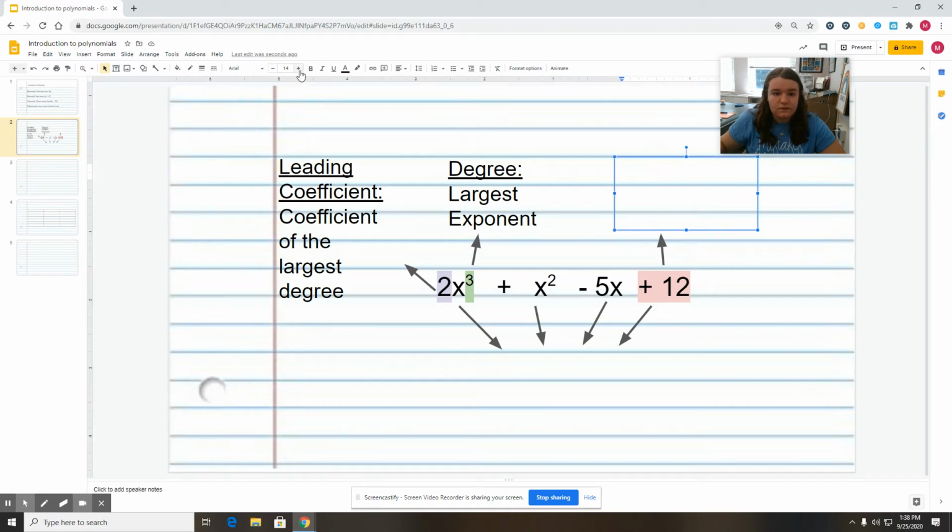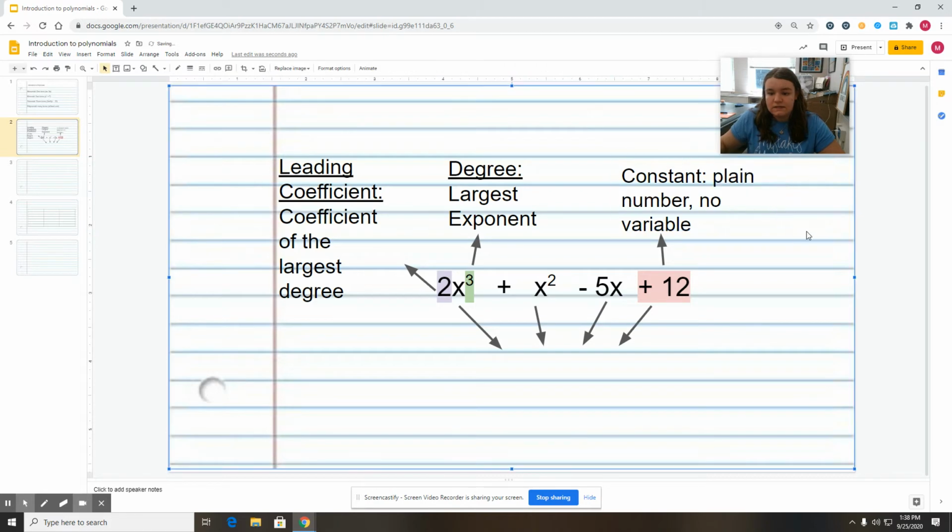And last one here at the top is this plus 12 at the end. You might know this word already, but that is our constant term. And that is just the plain number, is what I call it, and it never has a variable. You can kind of remember it because it stays the same no matter what, because there's no variable. Constant stays the same.